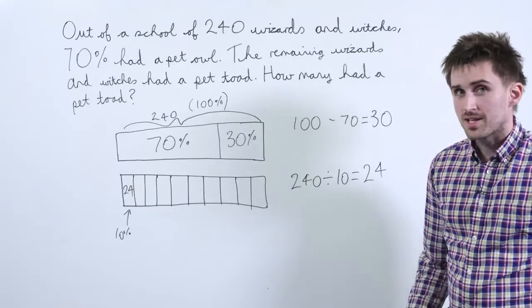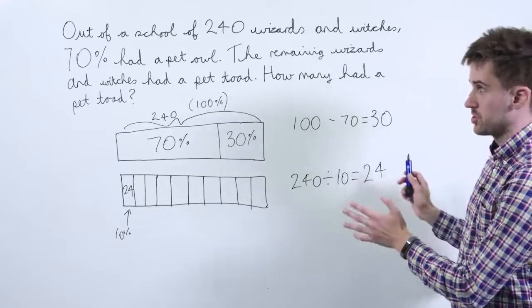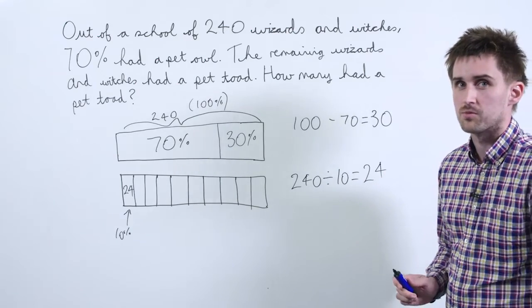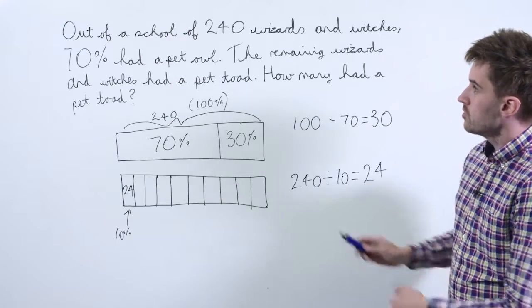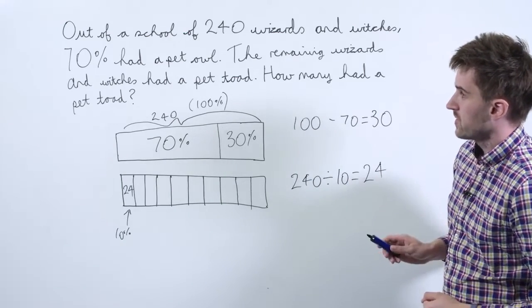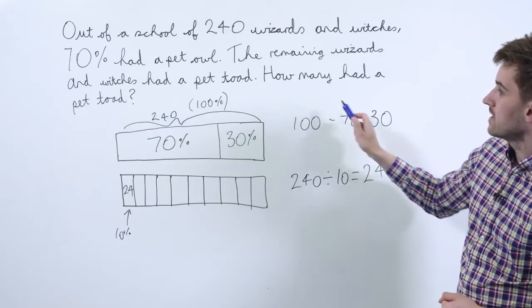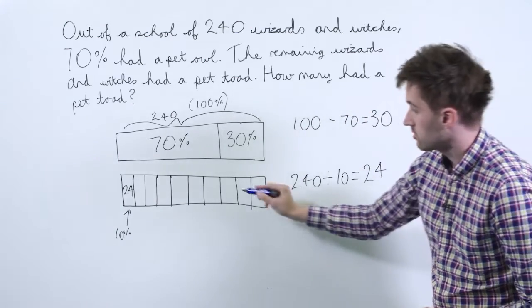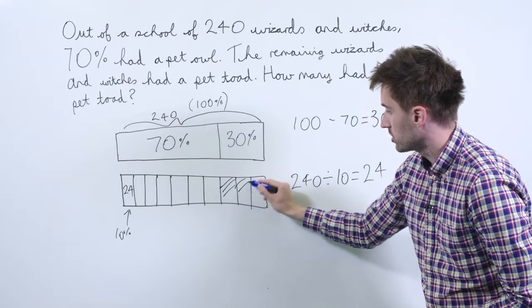Now at this point, it is important to refer back to the question because we've done lots of different working out, but we haven't actually got to the crux of the problem here. So we know that we've got our 70% and we're trying to work out how many had a pet toad. And we've got our remainder of 30%. So we're trying to work out this section here.